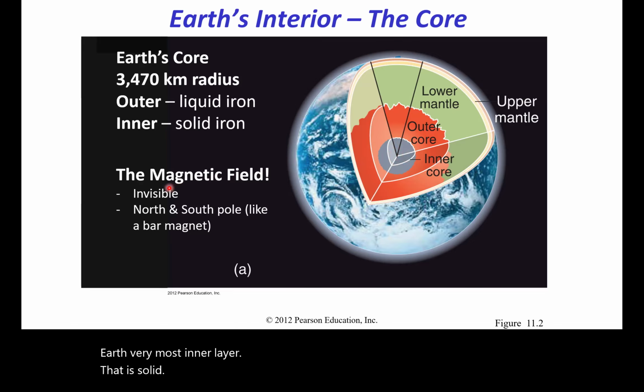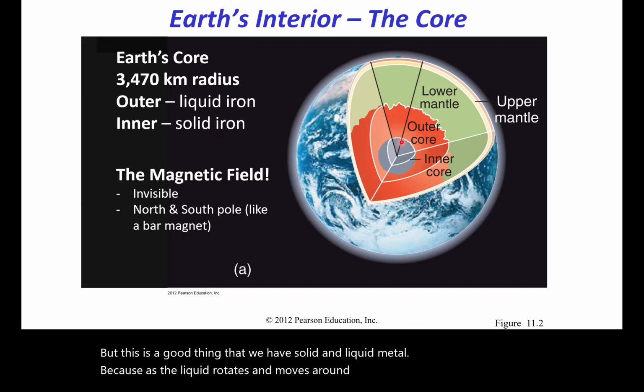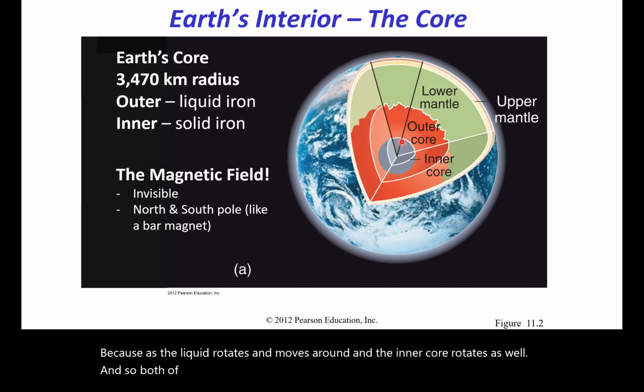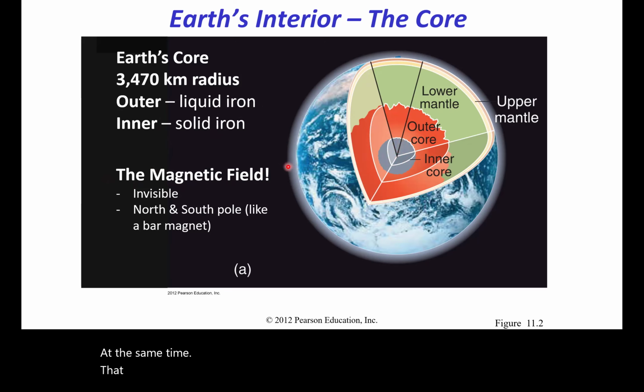But this is a good thing that we have solid and liquid metal, because as the liquid rotates and moves around, and the inner core rotates as well, both rotating in different directions at the same time, that rotation produces a magnetic field. And just a really brief note on the magnetic field. It's invisible. It's not anything that we can see. We can measure it, but it's not visible.